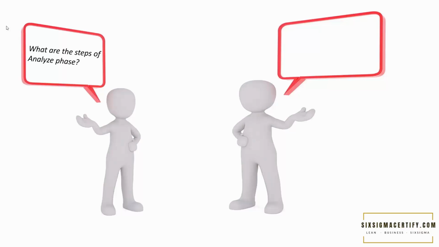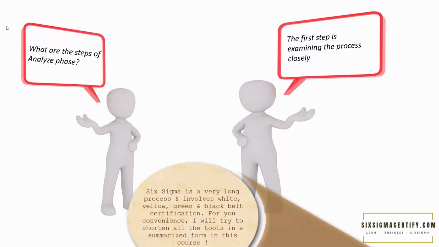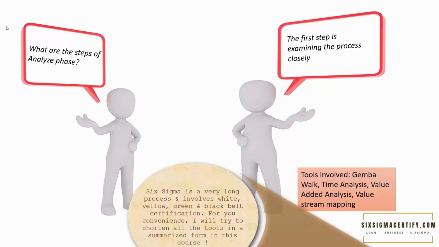So what are the steps of the analyze phase? The first step is examining the process closely. By examining the process closely, I mean we should have a sound knowledge of how the process is actually working on the production level or on the service level. So we should have a clear picture in our mind and documented evidence that the process is running in that particular way. Different tools are used in this step. The first is Gemba walk, time analysis, value added analysis, and value stream mapping.